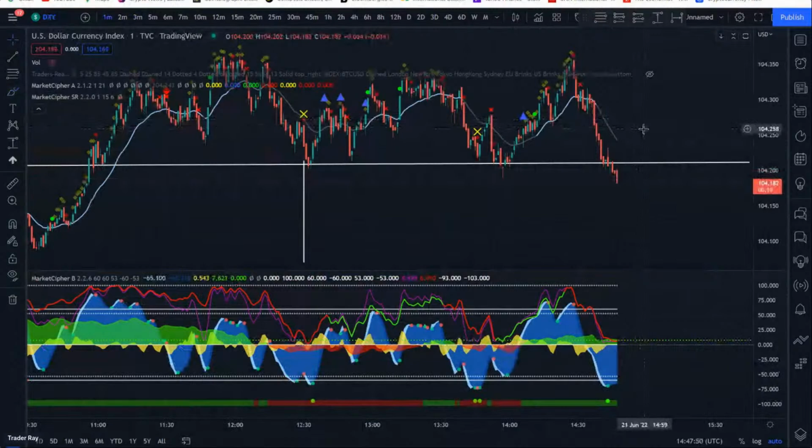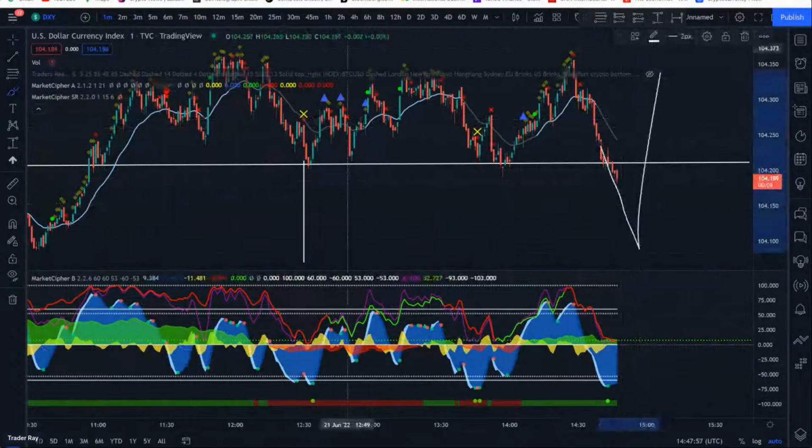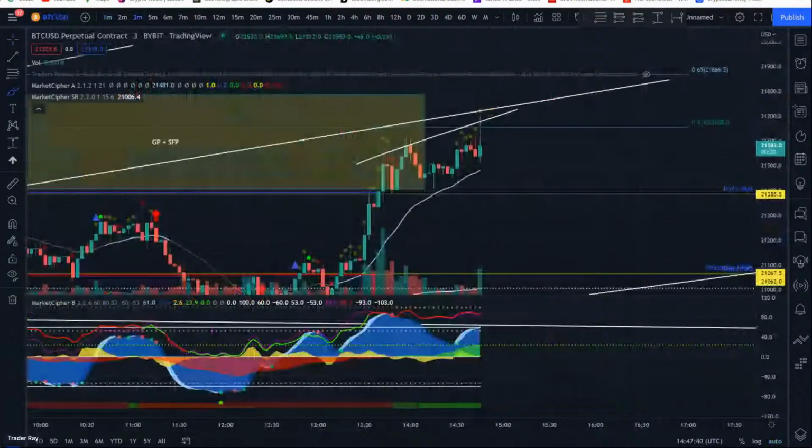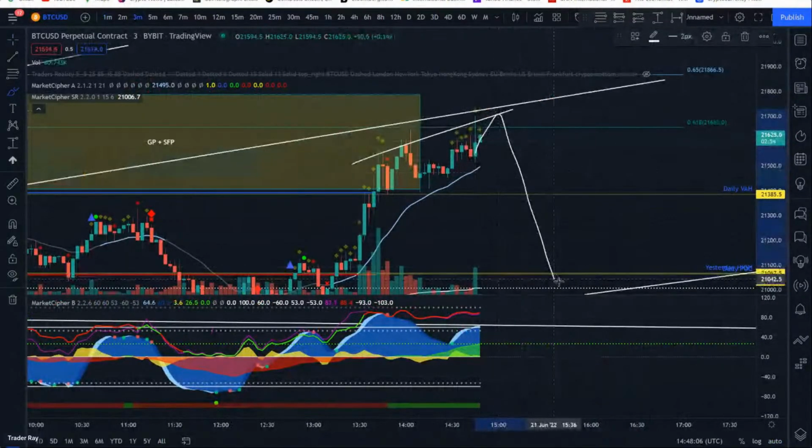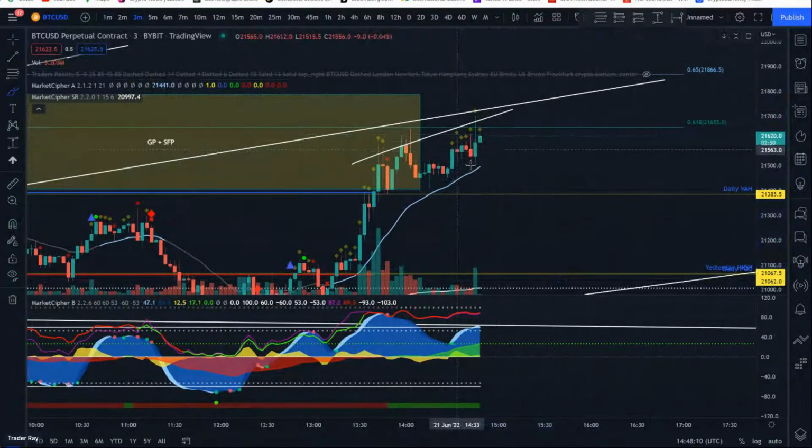Actually, what we want to see for our scenario is that this breaks, like we're seeing right now, a big fake out, and then it just starts to pump higher again. That will make, in theory, BTC do this when the dollar index dumps, and then BTC do this when the dollar index starts pumping again. That will create our perfect setup for a short position.